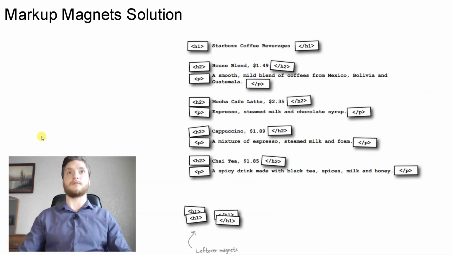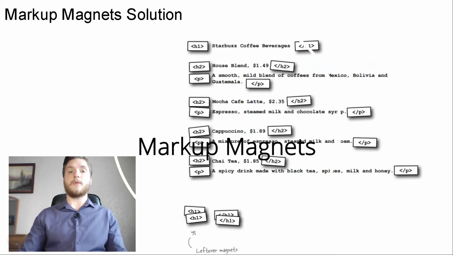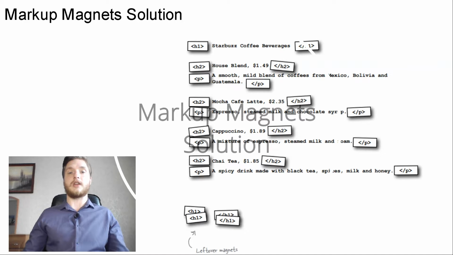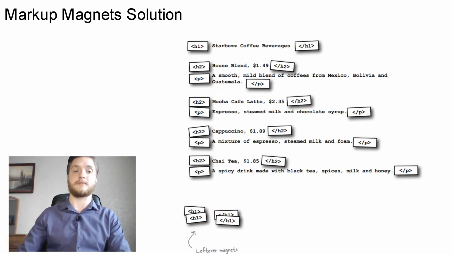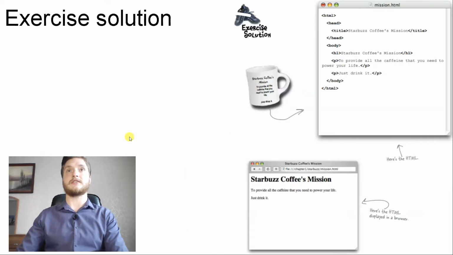Markup magnet solution. Your job was to add some structure to the text from the Starbucks napkin. Use the fridge magnets at the bottom of the page to mark up the text so that you indicated which parts are headings, subheadings, and paragraph text. Here's our solution. Left tower magnets. Exercise solution next.